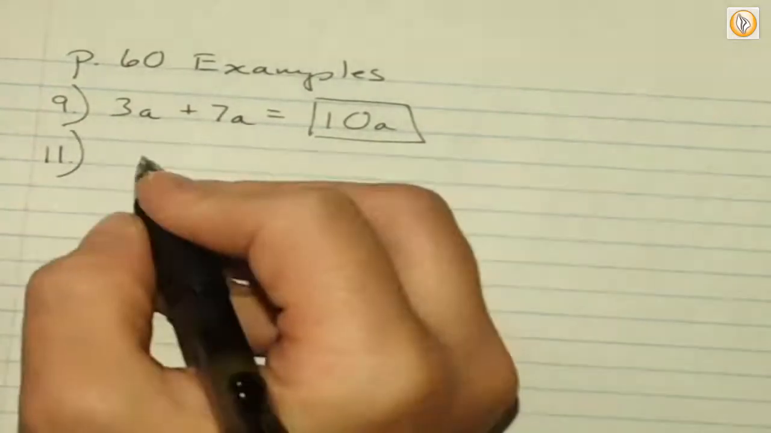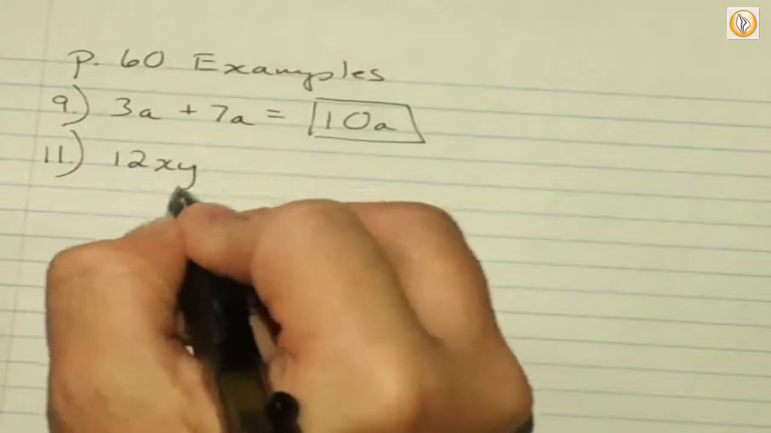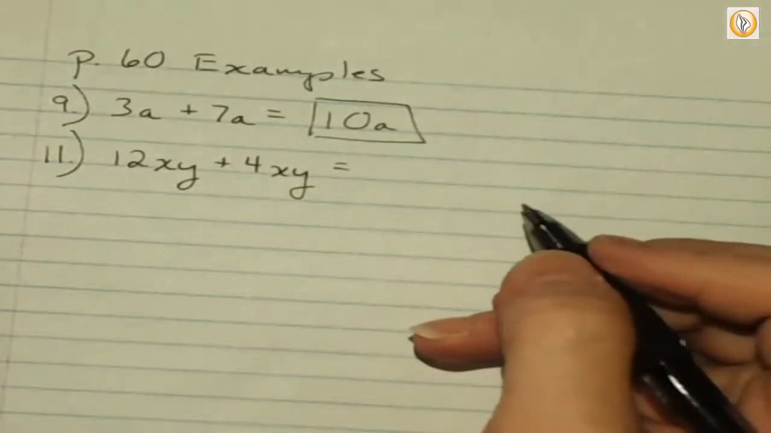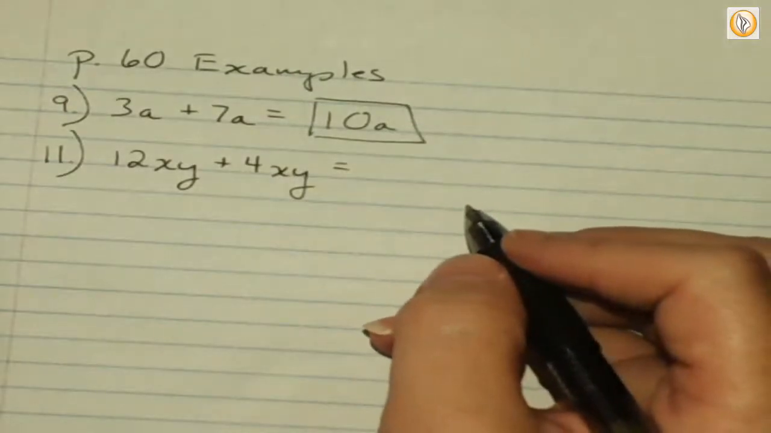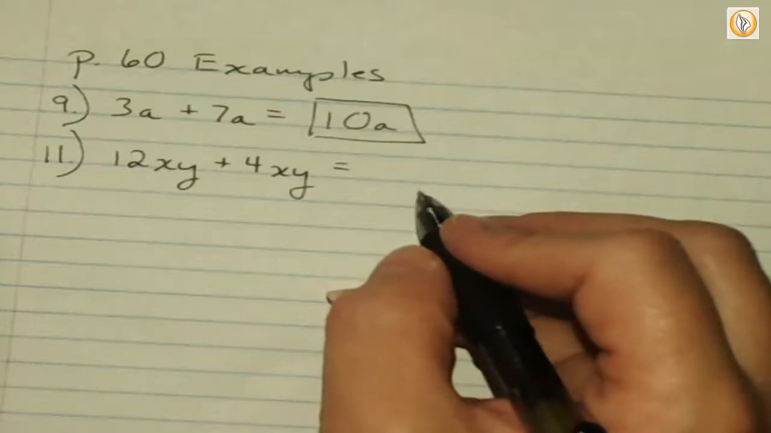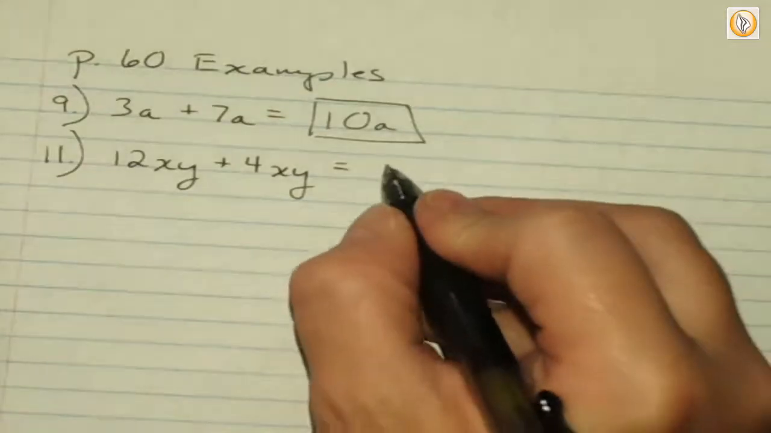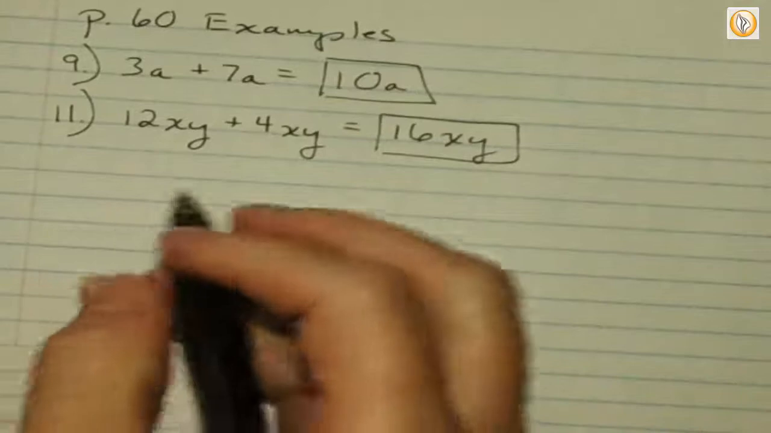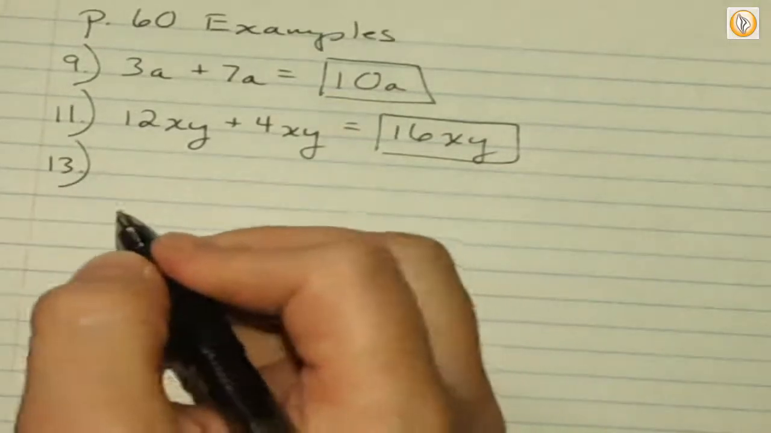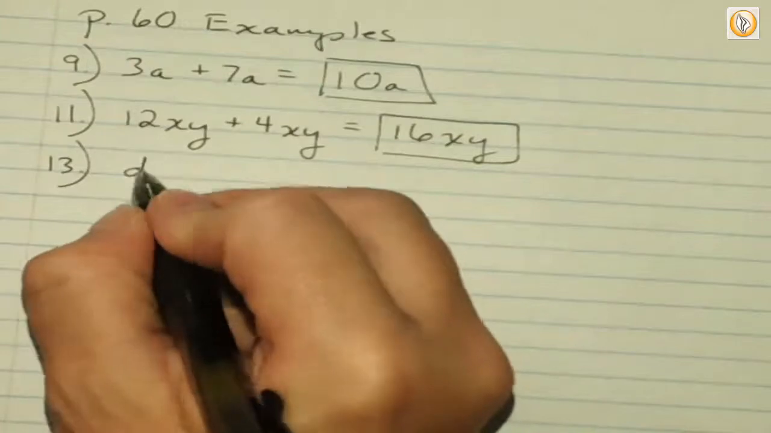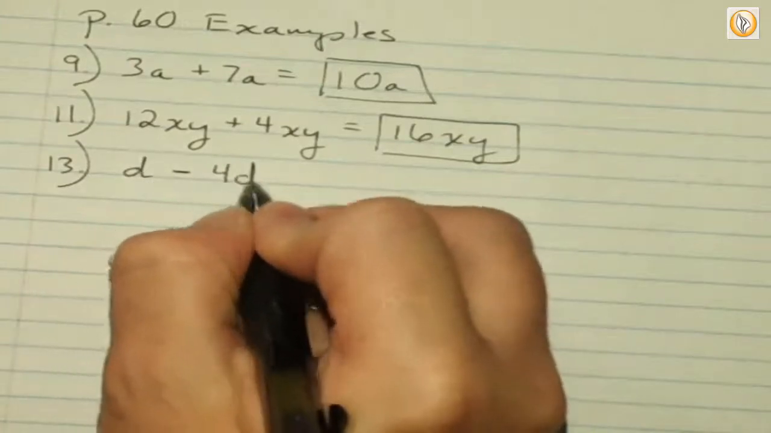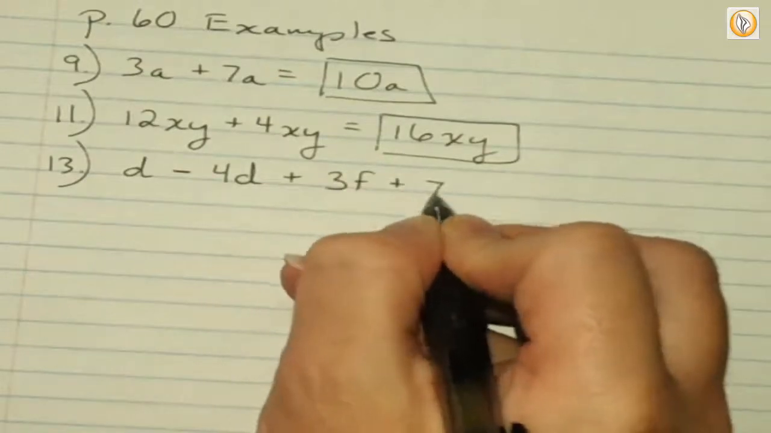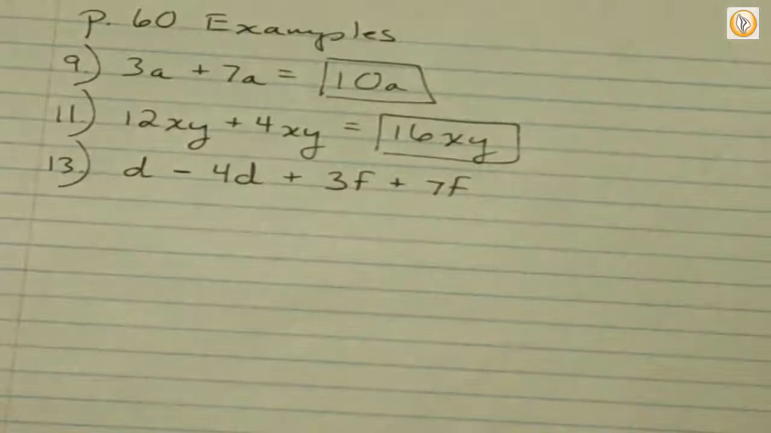Emily, 11. 12xy plus 4xy. It's not 16xy squared? No, it's just 16xy. Lynn, you can't trick me. Very good. 13. Good job. Gabby, d minus 4d plus 3f plus 7f. What can I combine?